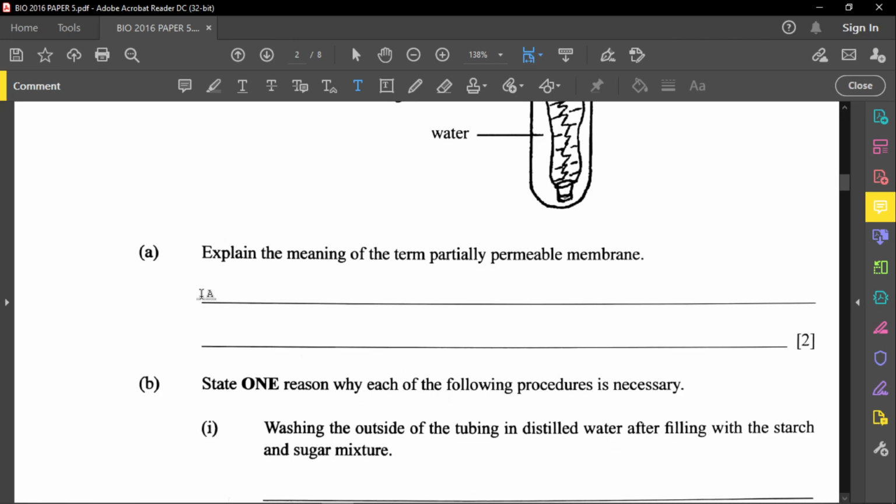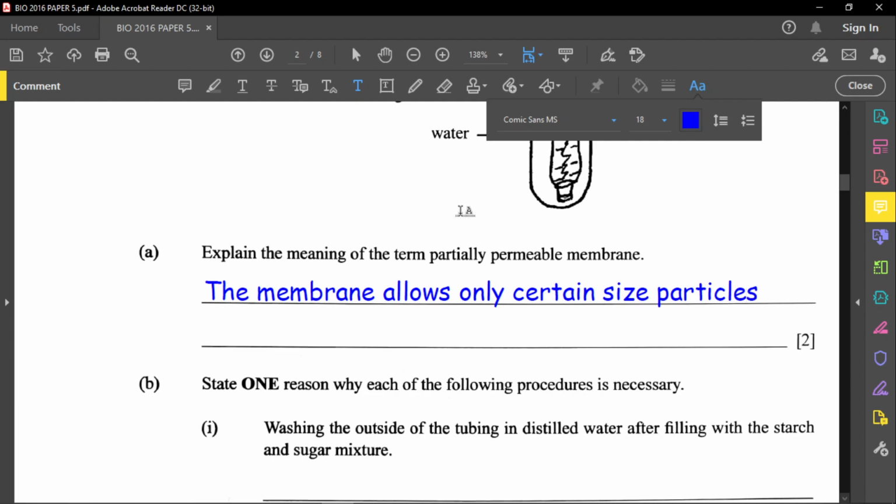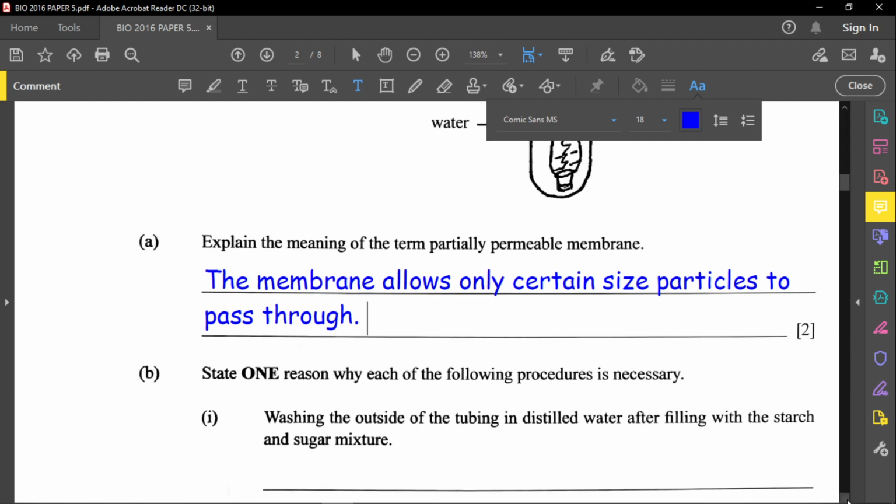Now, partially permeable means that the membrane allows only certain size particles to pass through, okay? All right, so partially permeable or semi-permeable, which means the same word, it simply only allows certain size molecules to pass through. So the smaller molecules will pass through, the larger ones will not be able to pass through.